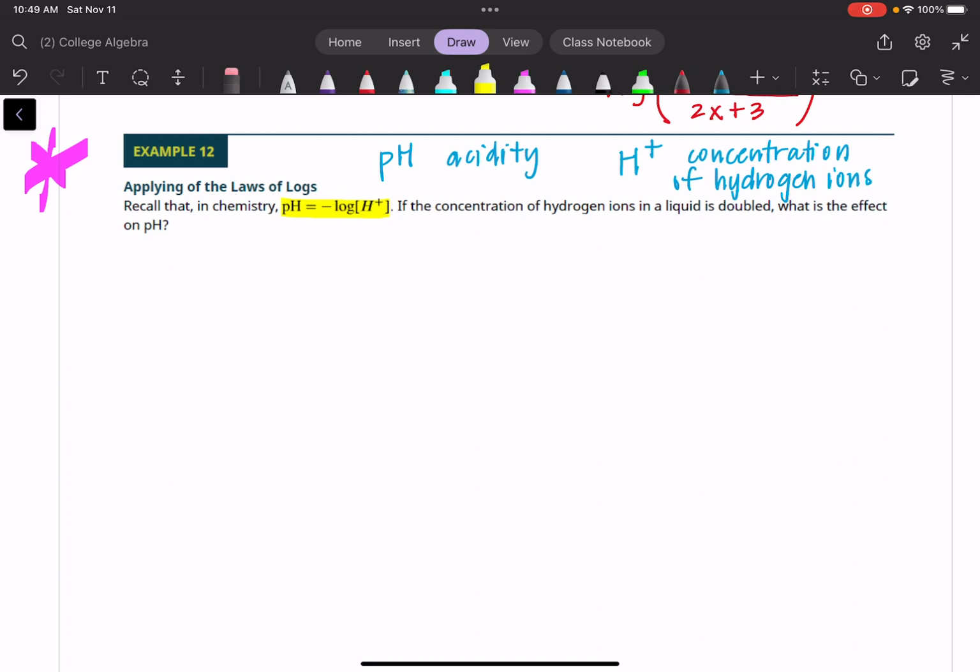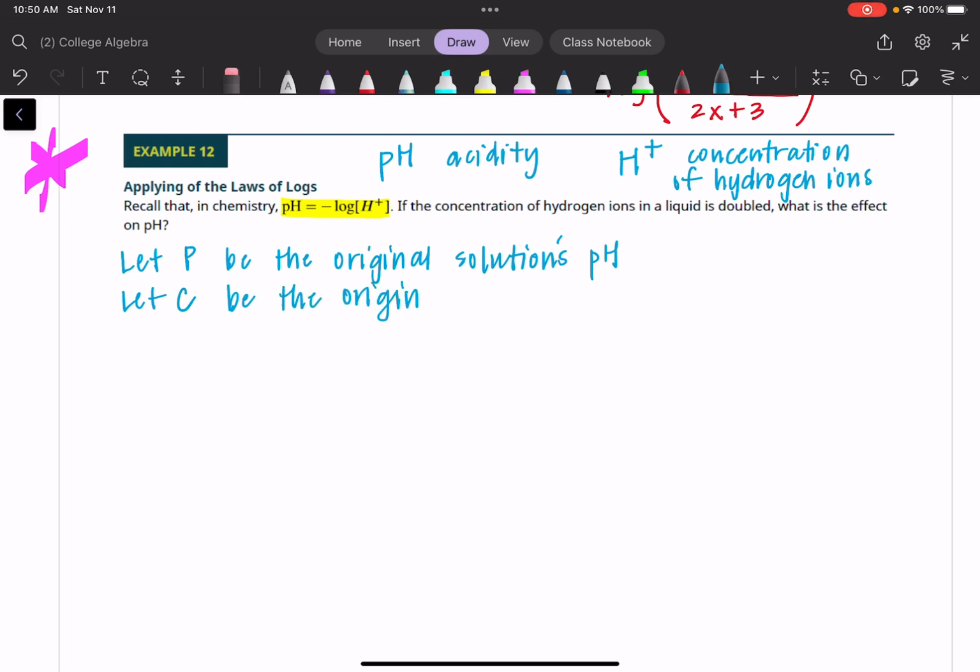And so let's say if the concentration of hydrogen ions in a liquid is doubled, what is the effect on the pH? So let's call P the original solution's pH, and let's let C be the original H positive concentration. All right, so we have the following relation. We have P equals negative log C.